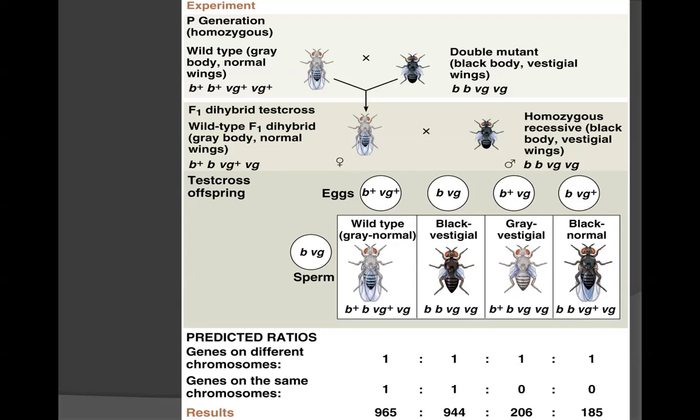One of those possibilities would be both wild-type alleles, B plus, VG plus. We would also have a B VG. We would also have a B plus VG. And finally, a gamete with B VG plus.